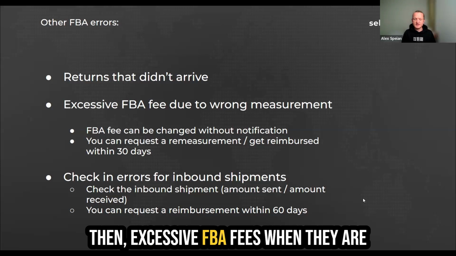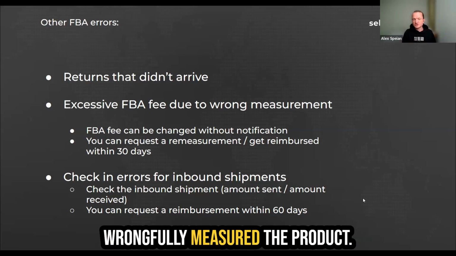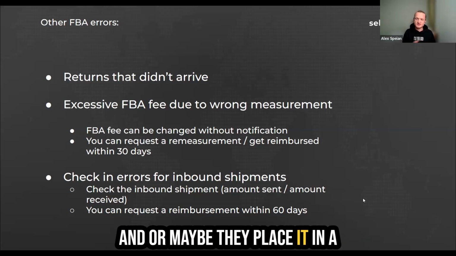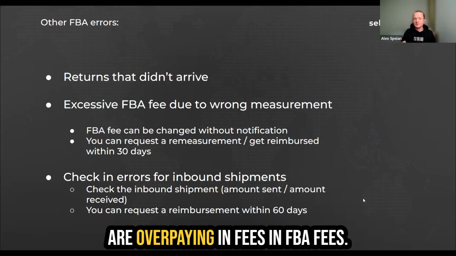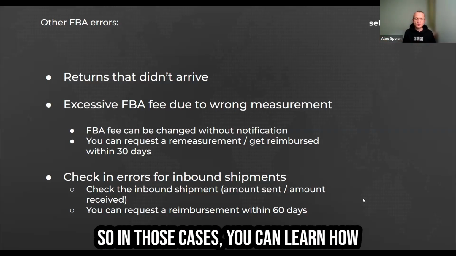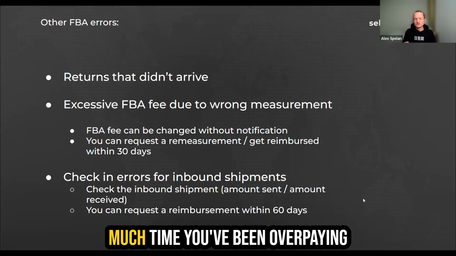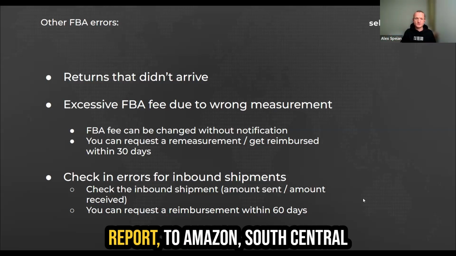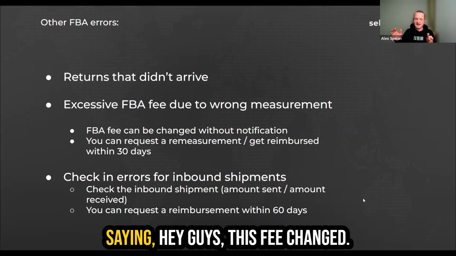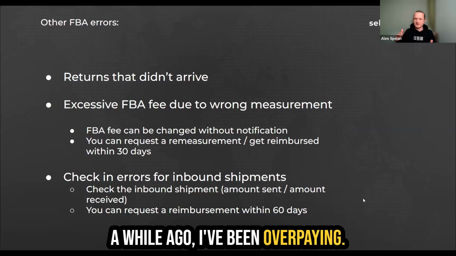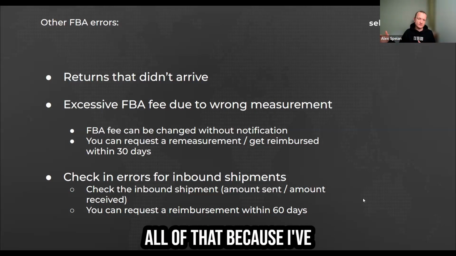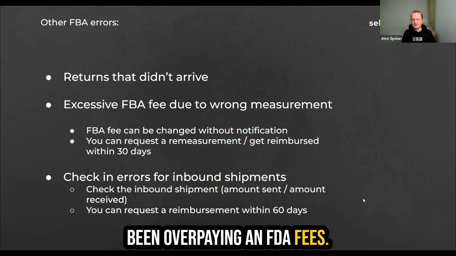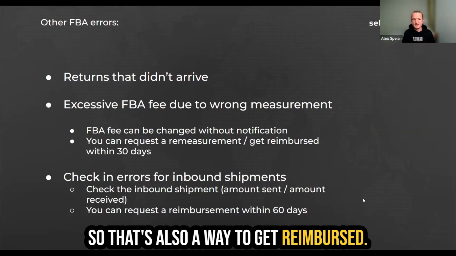Then excessive FBA fees, when they wrongly measure the product, or maybe they place it in a different product category and you are overpaying in FBA fees. In those cases, you can learn how much you've been overpaying in FBA fees. And if you can provide a report to Amazon Seller Central saying, hey guys, this fee changed a while ago, I've been overpaying, let's go ahead and reconcile all of that, because I've been overpaying in FBA fees. So that's also a way to get reimbursed.